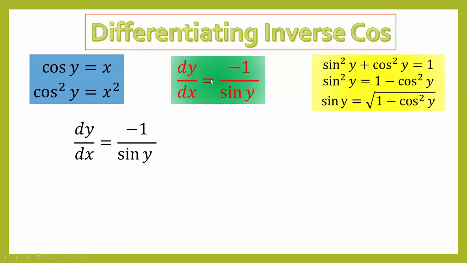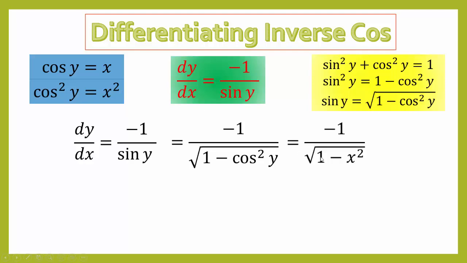So let's start with the green one. Dy by dx is equal to minus 1 over sine y. Well, what do we know about sine y? Well, if we look over at the yellow box here, sine y is equal to the square root of 1 minus cos squared y. So let's replace the sine y with that. So we've got minus 1 over the square root of 1 minus cos squared y. But what do we know about cos squared y? Well, over on the blue box here, cos squared y is equal to x squared. So if we replace that, we end up with minus 1 over the square root of 1 minus x squared.